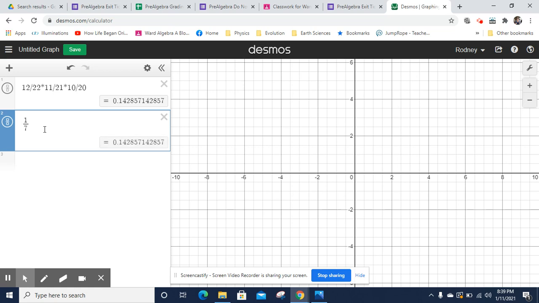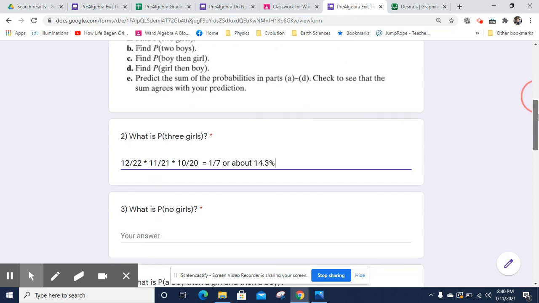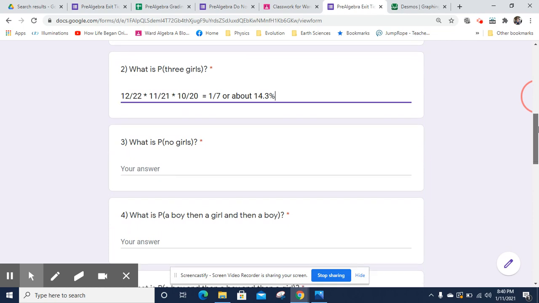So there is a 1/7 chance, or 14.3-ish% chance, of drawing 3 girls. So that becomes a 1 out of 7 chance, or about 14.3%. Okay, there you go. That is that one. Now, the next one: what's the probability of no girls?